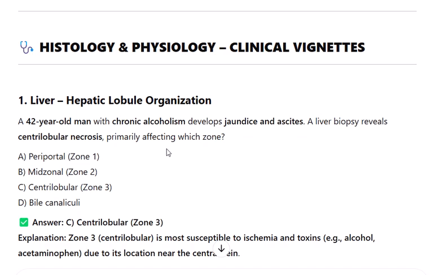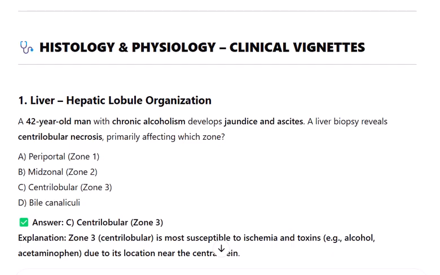A. Periportal, zone 1. B. Midzonal, zone 2. C. Centrilobular, zone 3. Answer C. Centrilobular. Explanation: zone 3 centrilobular is most susceptible to ischemia and toxins, e.g. alcohol, acetaminophen, due to its location near the central vein.